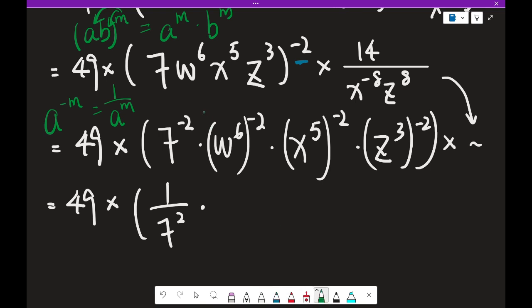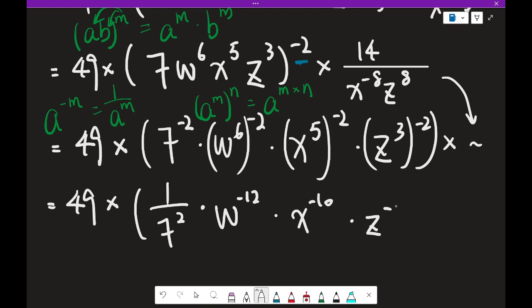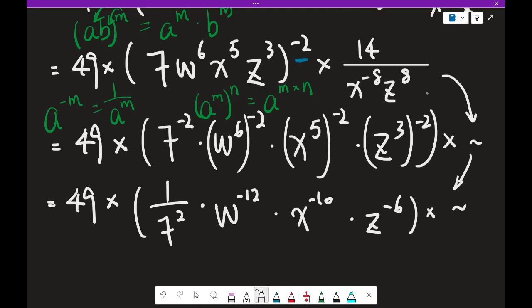We can use the identity a to the power of m to the power of n gives us a to the power of m times n, which is w to the power of 6 times negative 2 gives us negative 12, and x to the power of 5 to the power of negative 2 gives us x to the power of 5 times negative 2, which is negative 10, and z to the power of 3 to the power of negative 2, which gives us z to the power of 3 times negative 2, which is negative 6, and times the same thing. So this thing, we can just leave it there first.